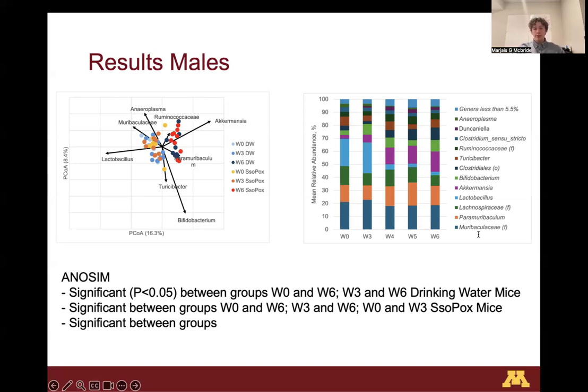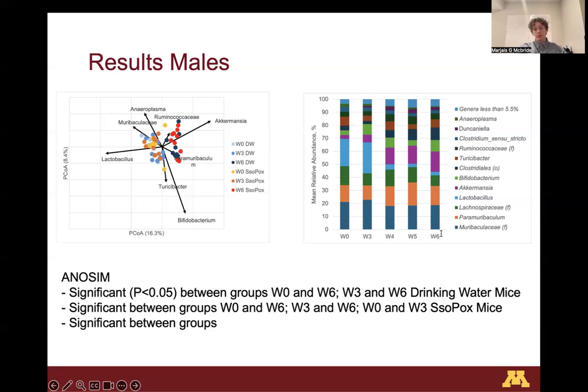The arrows on the graph show that the main driver at the starting stages of the experiment, before much treatment had been administered, is Lactobacillus, and then the main driver towards the end of the experiment, after the DSS had been added and had been in the mice's system for a while, was Akkermansia.